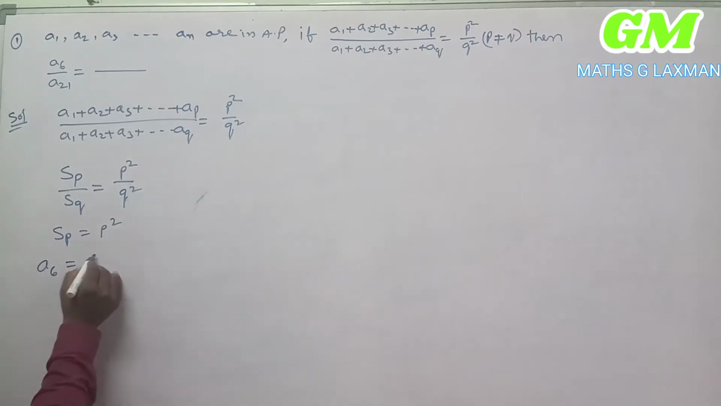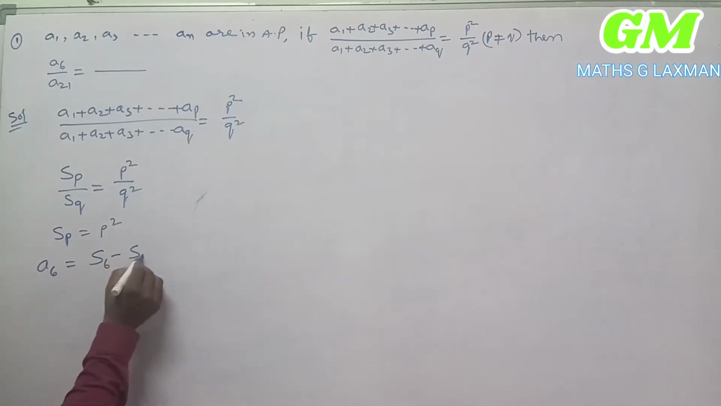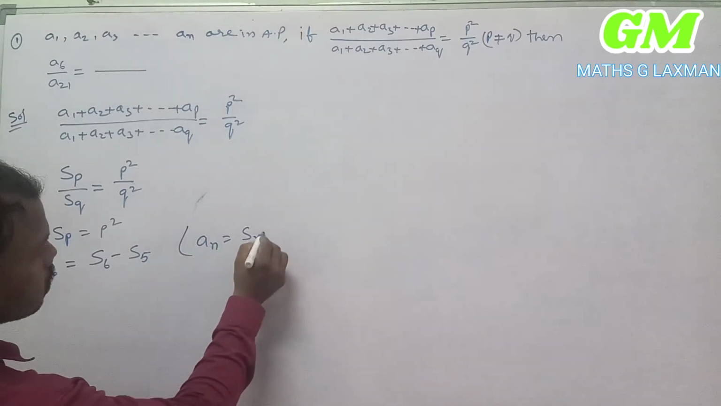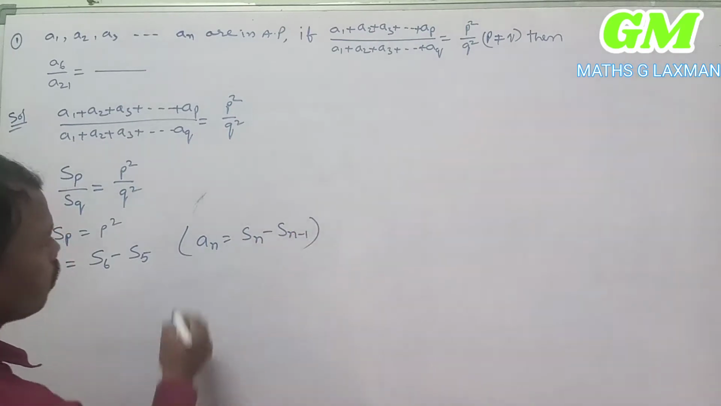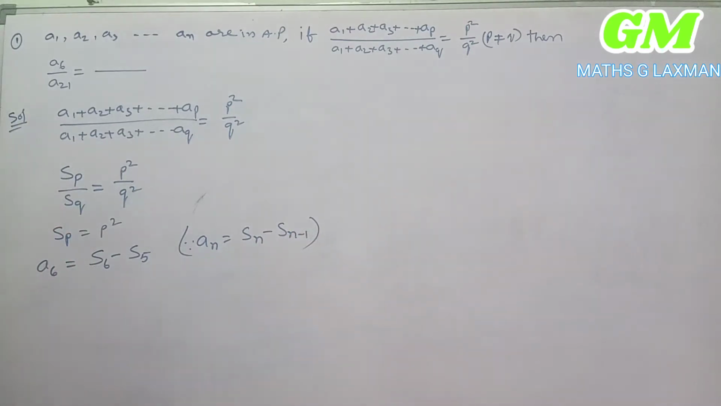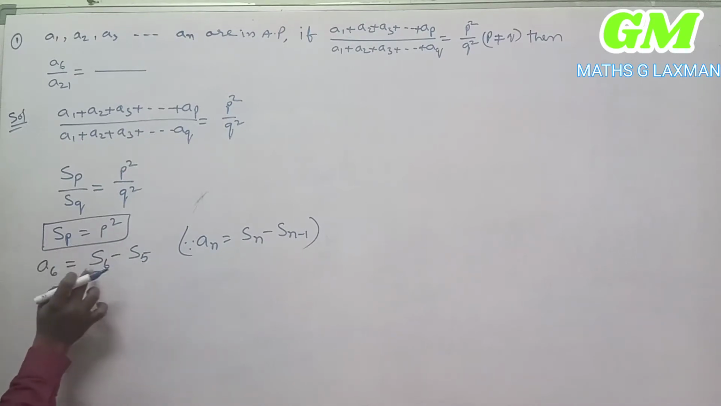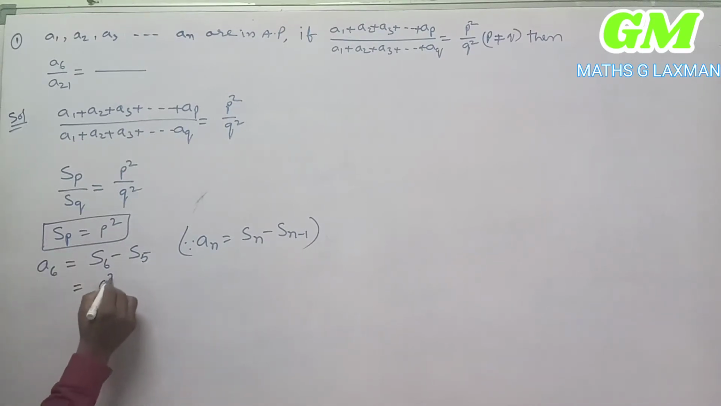So to find A6, it is the sum of 6 terms minus the sum of 5 terms, since AN is equal to Sn minus Sn-1. So we have a formula, and by using this we can find it. Observe that the sum of P terms is P square. The sum of 6 terms is 6 square, minus the sum of 5 terms, which is 5 square. So that is equal to 36 minus 25, which is equal to 11.